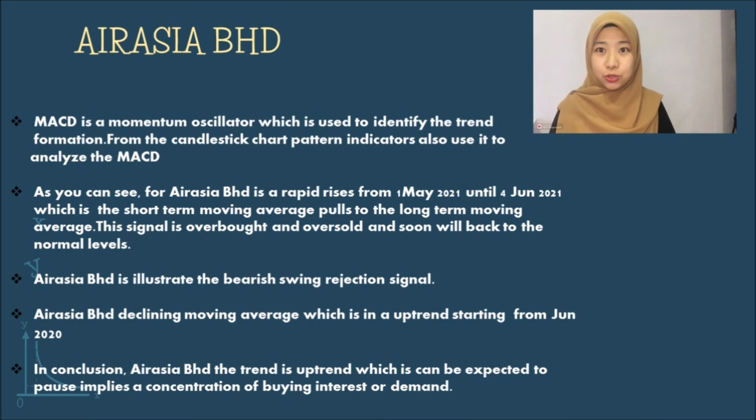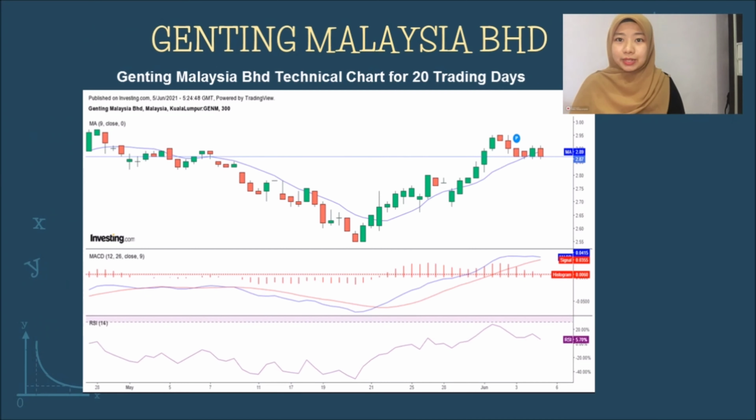Ashiwhitha Berhad illustrates the bearish swing rejection signal. Ashiwhitha Berhad has a declining moving average, which is in an uptrend starting from June 2020. In conclusion, Ashiwhitha Berhad is in an uptrend which can be expected to pause, implying a concentration of buying interest or demand.